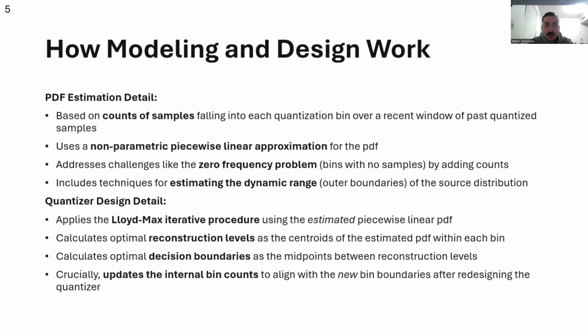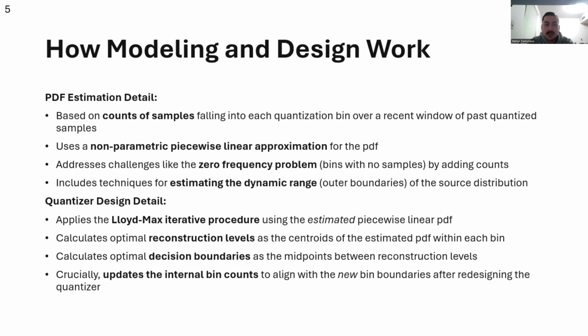Key challenges addressed here include the zero frequency problem, where a bin might have zero counts. To handle this, the algorithm adds one count to all bins. Techniques are also included for estimating the dynamic range of the source distribution, particularly for outer bins. The sources describe a simple, non-iterative approach that uses the bins' centers as knots for a piecewise linear fit and solves a system of equations based on the probability mass observed in each bin to find the PDF values at these knots.